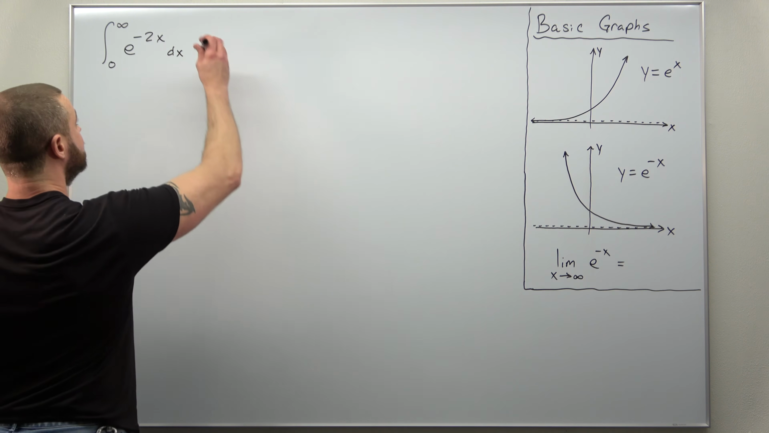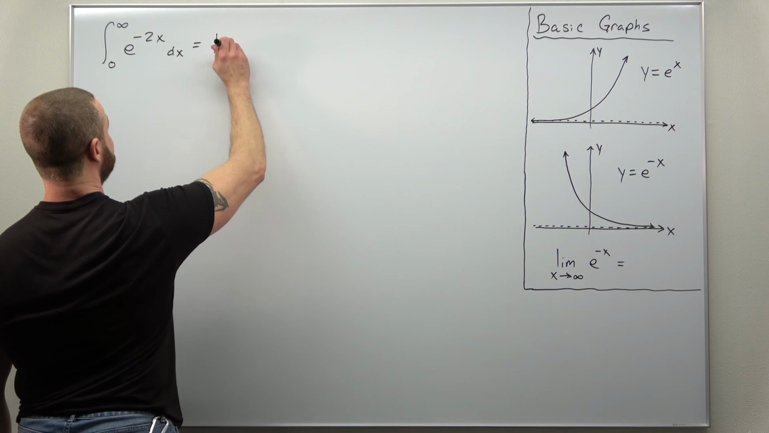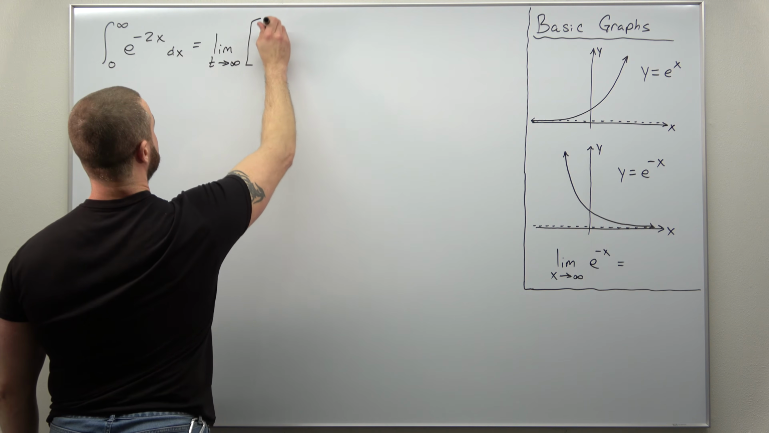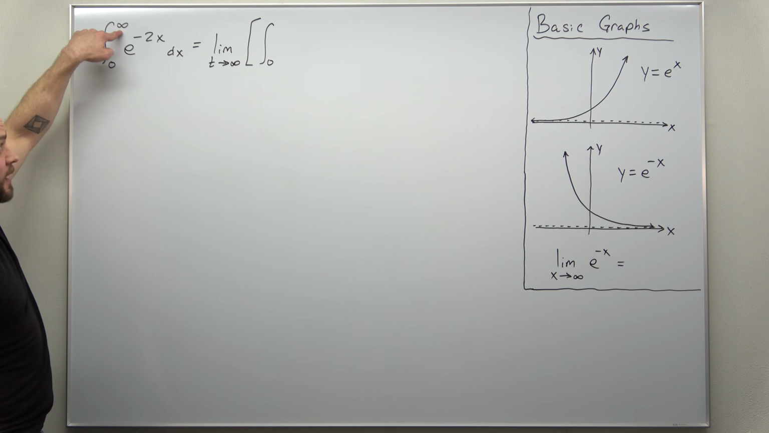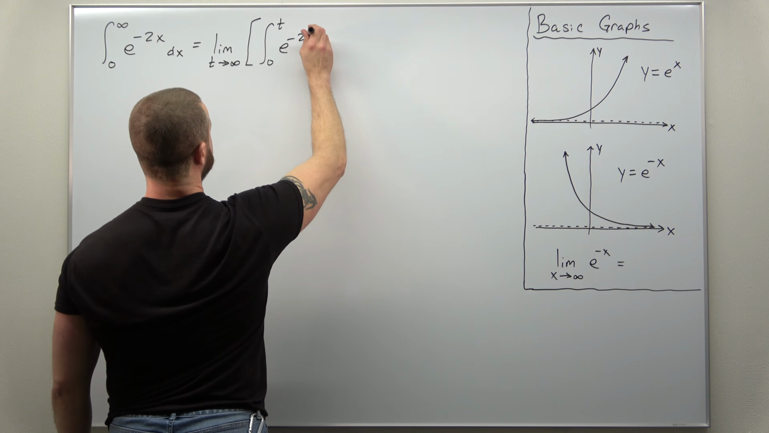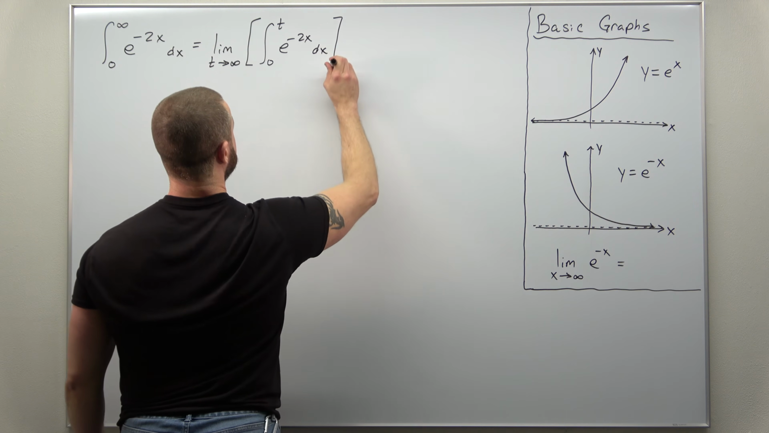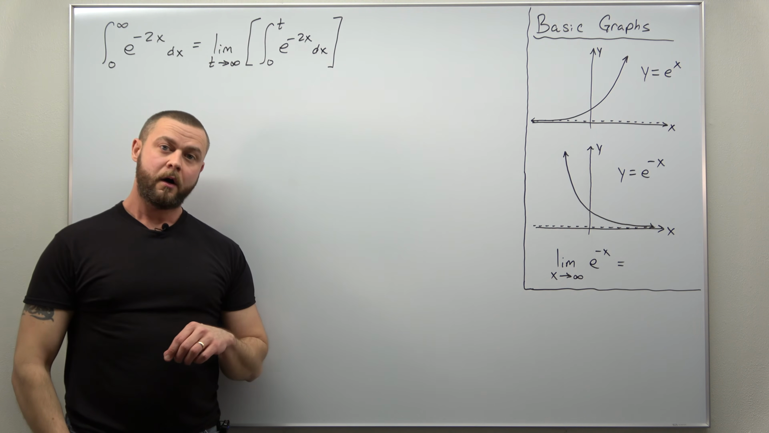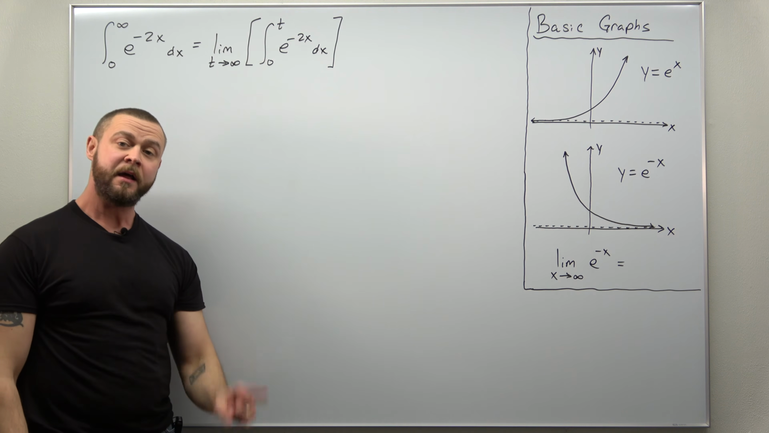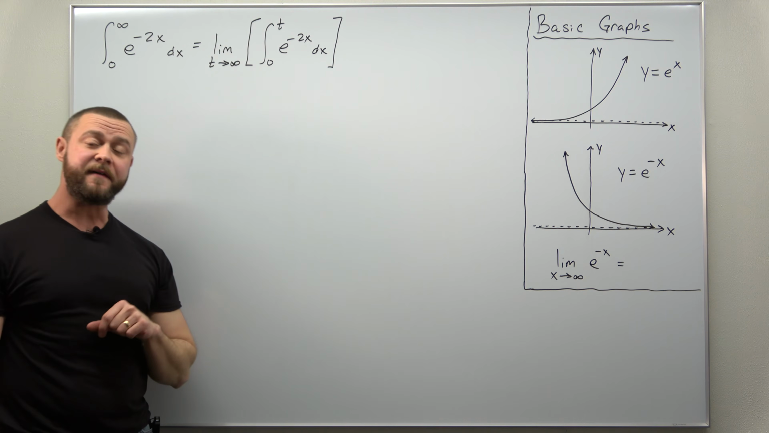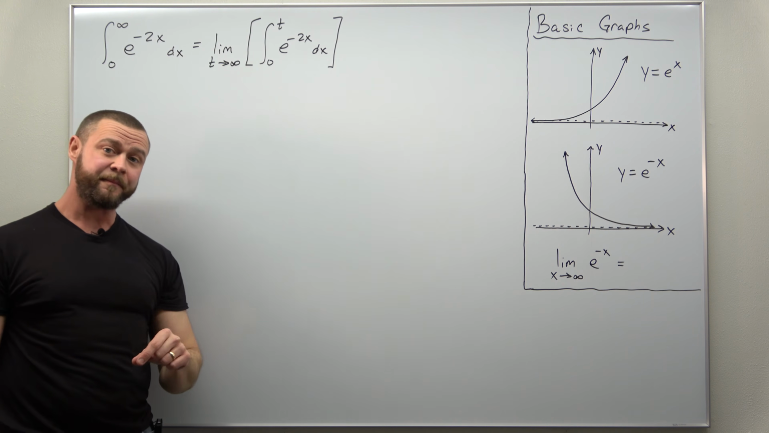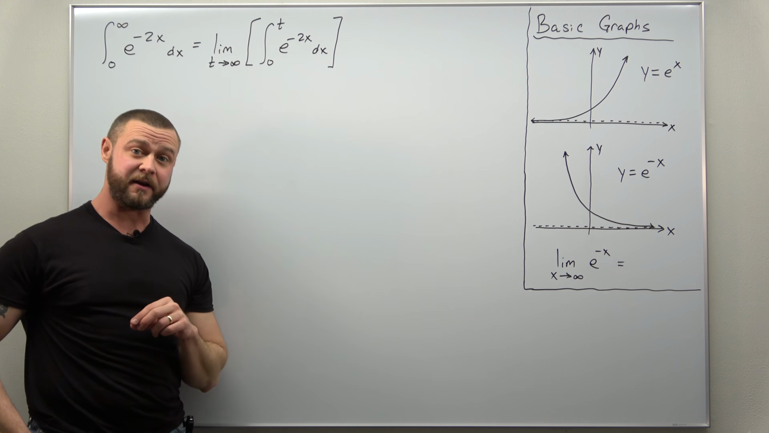The setup here, rewriting it as a limit, looks like a limit as t goes to infinity, and we replace the infinity with the variable t in the integral. All right, so from here, this improper integral is set up correctly. We've defined it as a limit. And our first step is always to evaluate the integral. Once you're done with the integral, you can then take a limit of that expression as t goes to infinity.